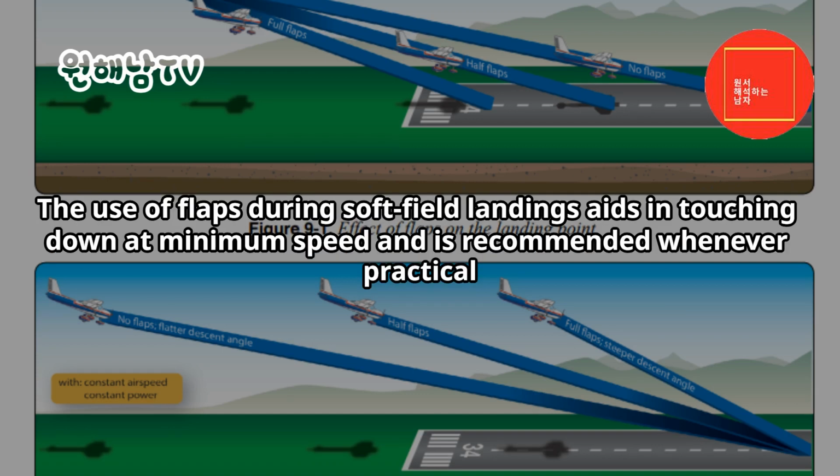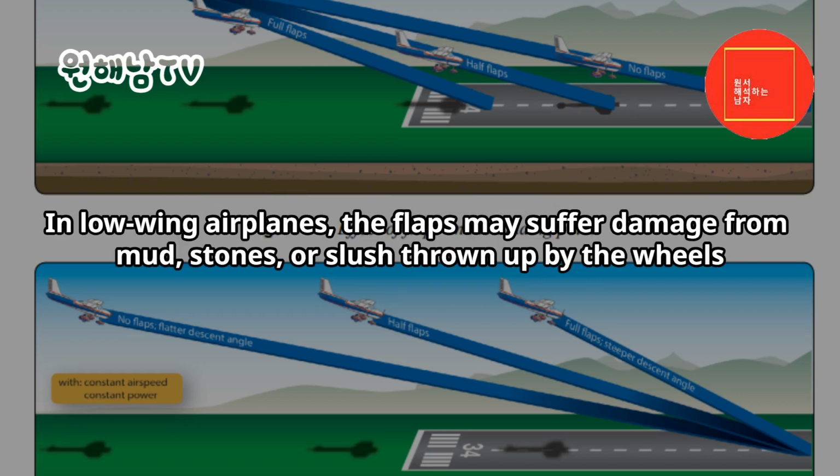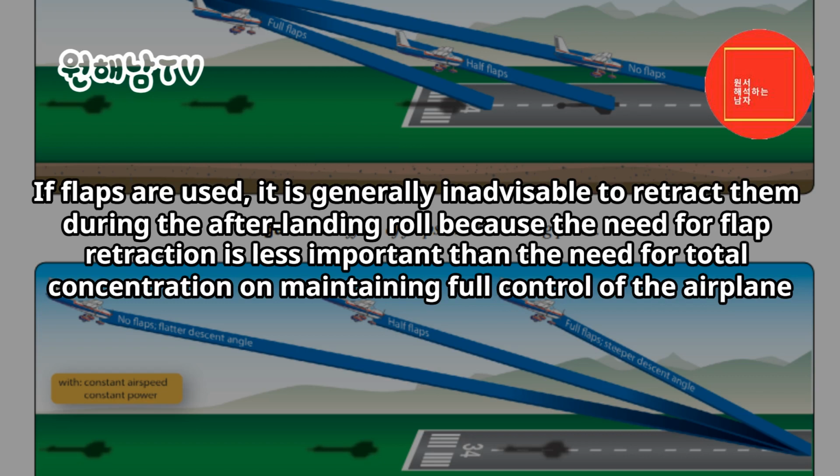The use of flaps during soft field landings aids in touching down at minimum speed and is recommended whenever practical. In low-wing airplanes, the flaps may suffer damage from mud, stones, or slush thrown up by the wheels. If flaps are used, it is generally inadvisable to retract them during the after-landing roll, because the need for flap retraction is less important than the need for total concentration on maintaining full control of the airplane.